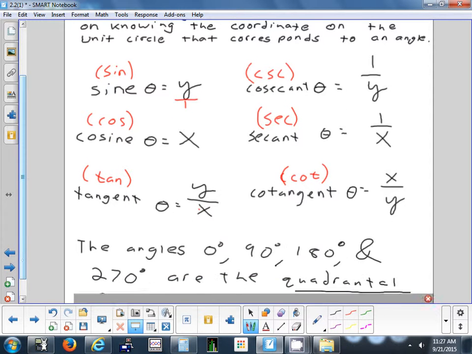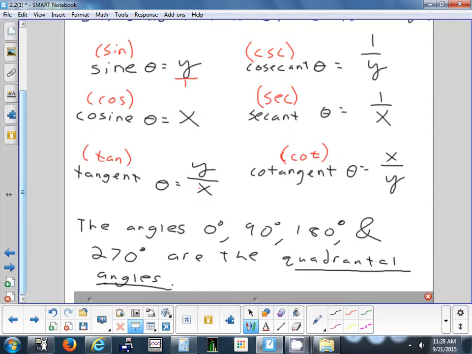Okay, the 4 angles that I had up earlier, the very first 4, those have a special name because all of these angles land right on an axis, and the axes are what separate your plane into quadrants. Okay, these are called the quadrantal angles. 0, 90, 180, and 270. It's just a special name for those 4 angles.